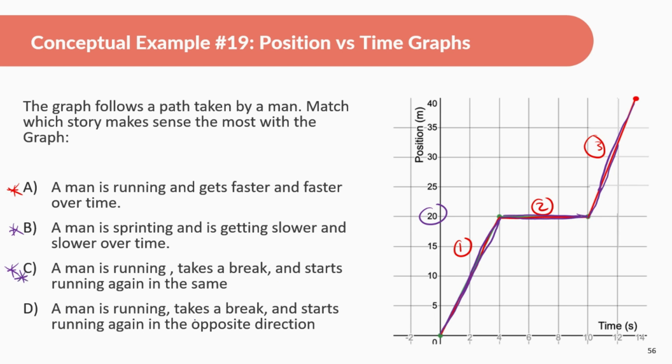A man's running, okay, takes a break, okay, good, and starts running again in the opposite direction. Okay, that doesn't look good, because if it's the opposite direction, this should be going down now, and that's obviously not happening. He's not going down, he's going still straight. So I'm going to give C the answer here.